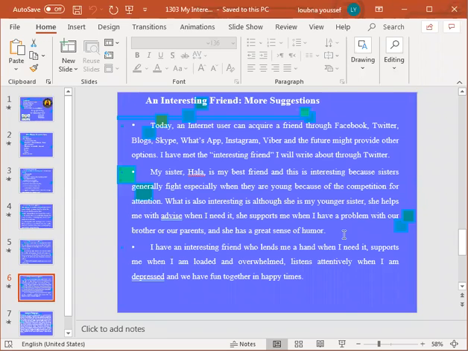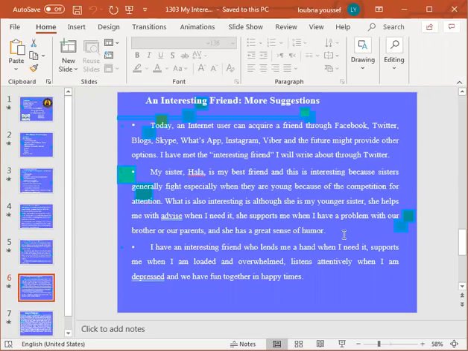Now, let's move on to the following slide. The idea that you can acquire a friend through Facebook, through Twitter, through blogs, through Skype, through WhatsApp, through Instagram, through Viber, and the future might provide other options. I have met the interesting friend I will write about through Twitter.